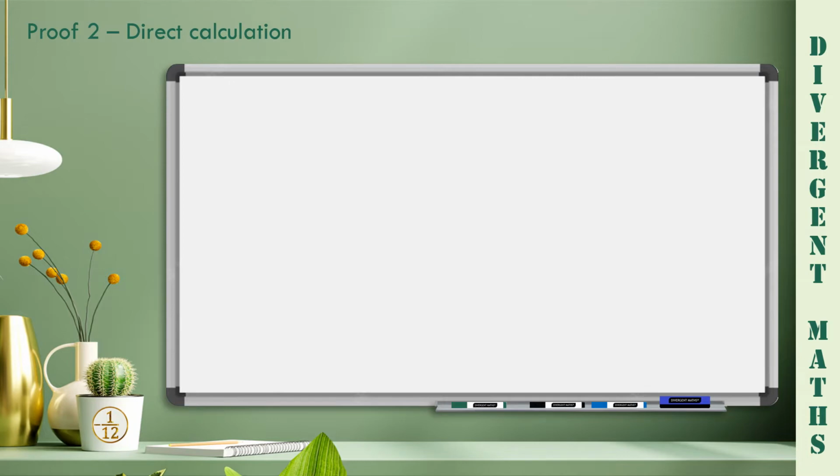Proof number 2, direct calculation. So let's write down the monotonic divergent series of natural numbers starting from 1: 1 plus 2 plus 3 plus 4 plus 5, etc. Let's open the toolbox. We have done a video on that one. We know that the sum of the natural numbers starting from 1 is equal to negative 1 over 12. So we can plug that in.